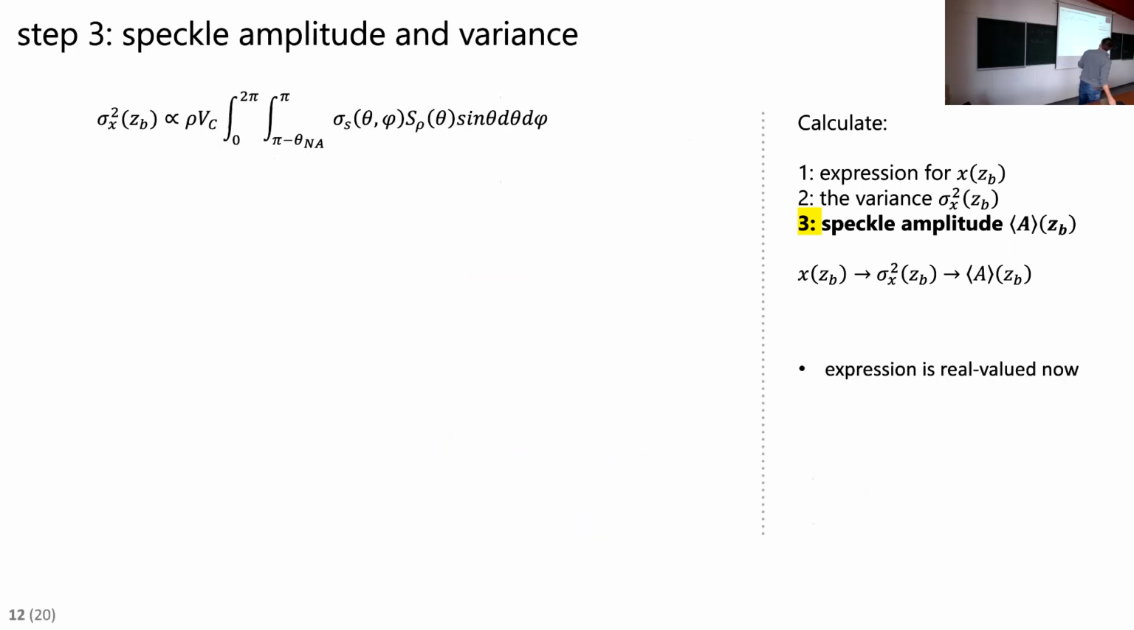Simplifying even further, we get this result. We get the number of particles in front, so it is proportional to the number of particles. We get the differential scattering cross section, which tells us how much light is scattered into different angles. The structure factor for the sample organization, and the whole thing is integrated over the detection.